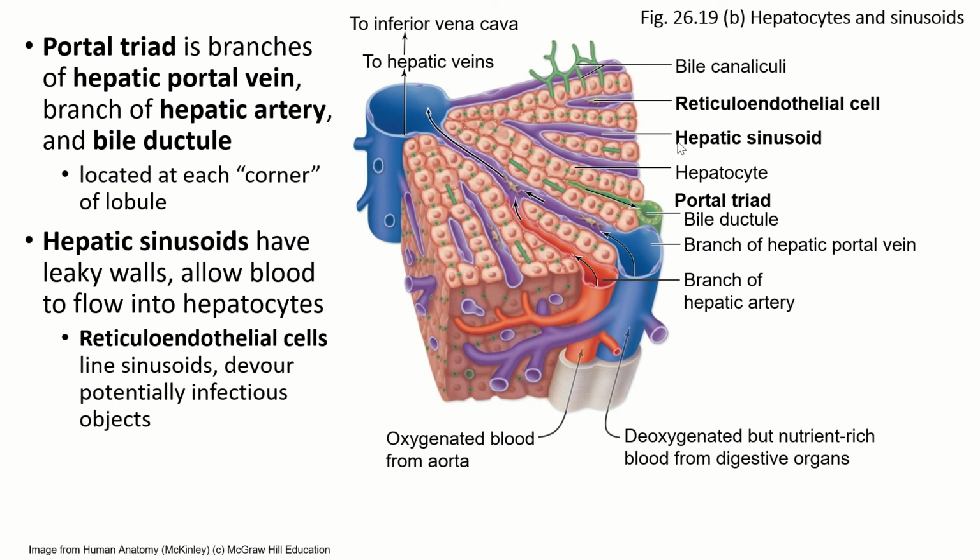The other thing we see here are these reticuloendothelial cells, which are cells along the walls of the sinusoids that are immune cells. They are phagocytes. They're going to engulf and break down any pathogen that might make it this far.